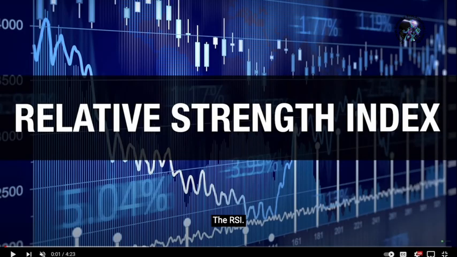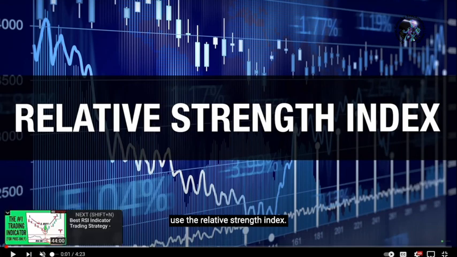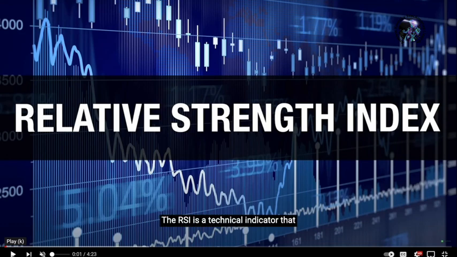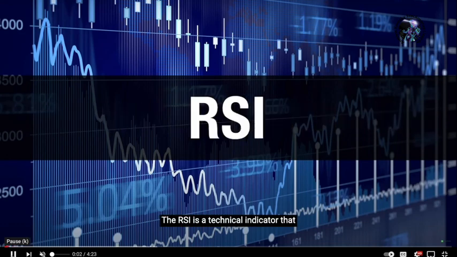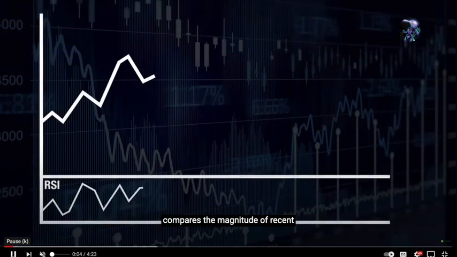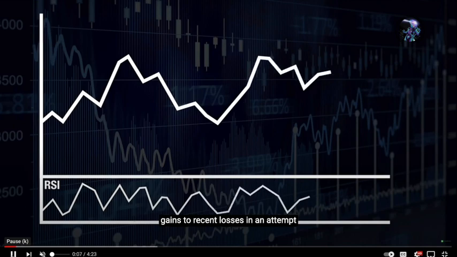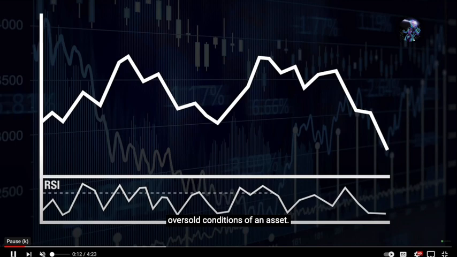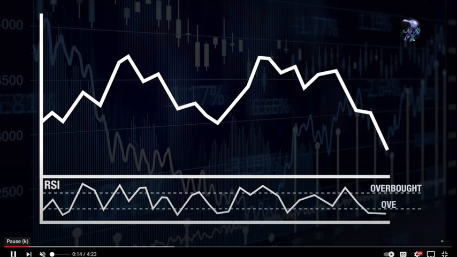The RSI. Let's begin with the RSI. I have gone to YouTube to get some really good animations from a video that will be listed in the descriptions below on how to use the relative strength index. The RSI is a technical indicator that compares the magnitude of recent gains to recent losses in an attempt to determine overbought and oversold conditions of an asset.